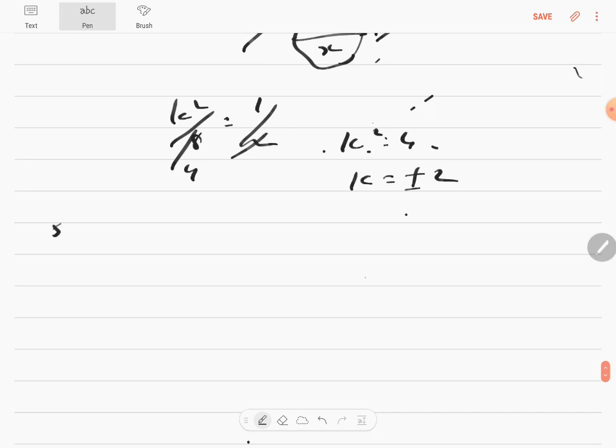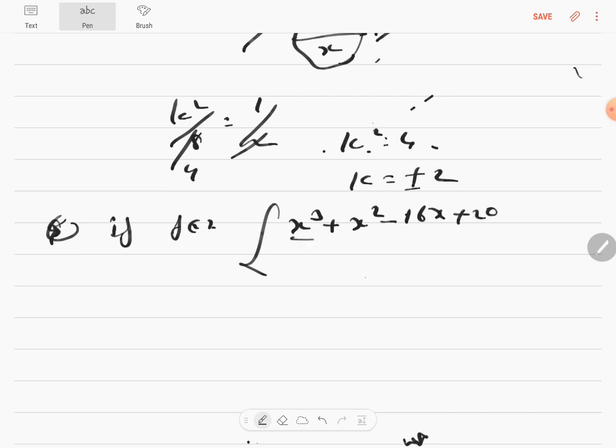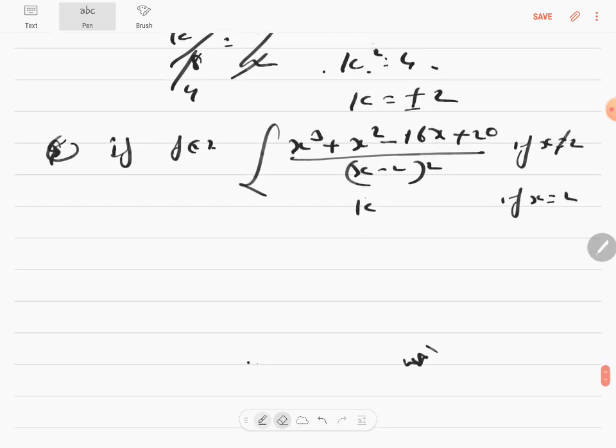The ninth question. If f of x is equal to x cube plus x square minus 16x plus 20 by x minus 2 the whole square if x is not equal to 2 and k if x is equal to 2. Then we have to do long division, with x minus 2 as the factor, the divisor.